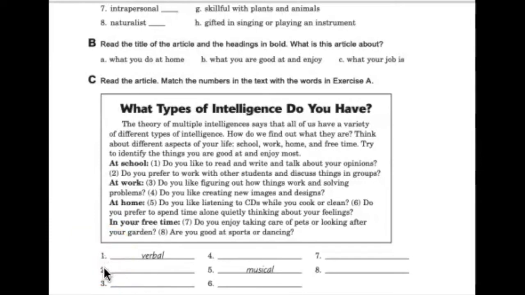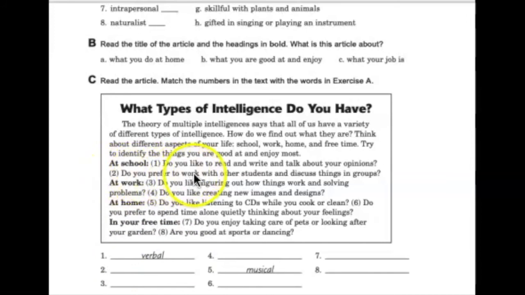Once you have done that, then go back into the text and you see how each of these sentences have numbers. And what you need to do is identify what type of intelligence it's referring to. So, do you like to read and write and talk about your opinions? Number 1, that means that you are verbal.